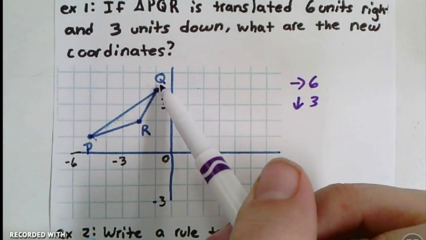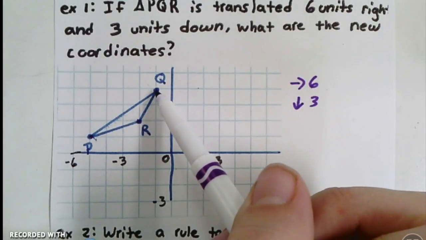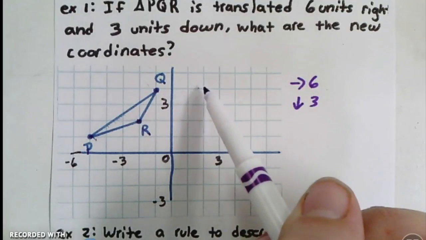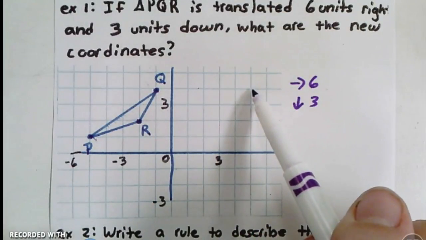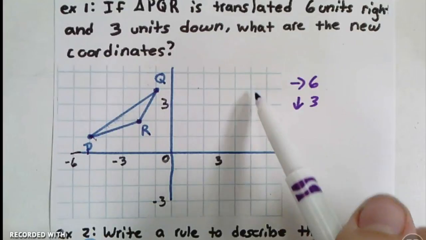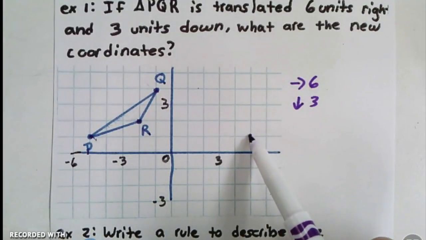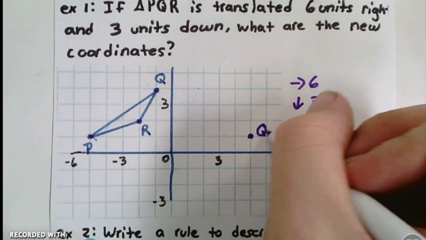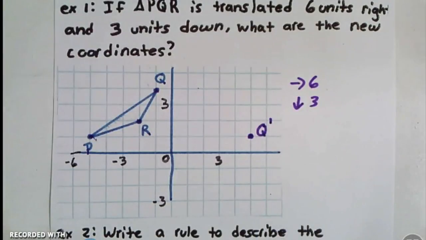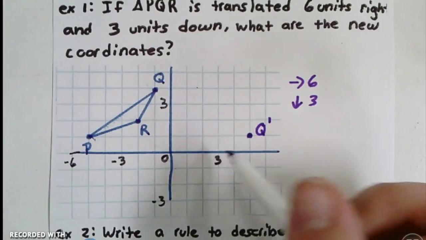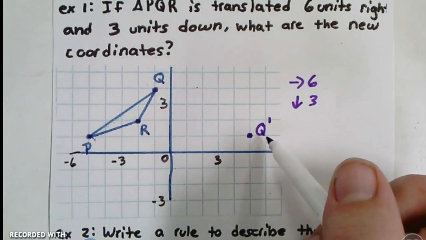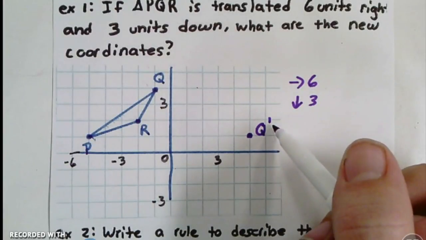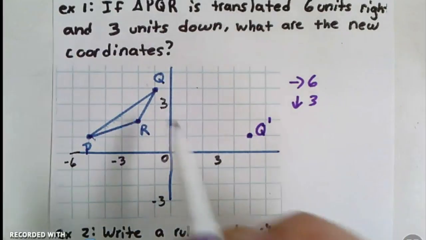So for Q, I'm going to go right 6 spaces, 1, 2, 3, 4, 5, 6, and then down 3, 1, 2, 3. I'm going to make a new mark here, and I'm going to label it Q with a little line above it, which means prime. This is considered the image of Q, and it's read Q prime. That's what that little tick means. All right, let's do the next one.